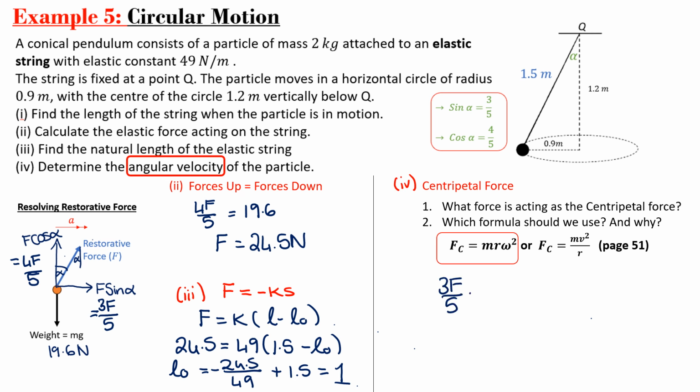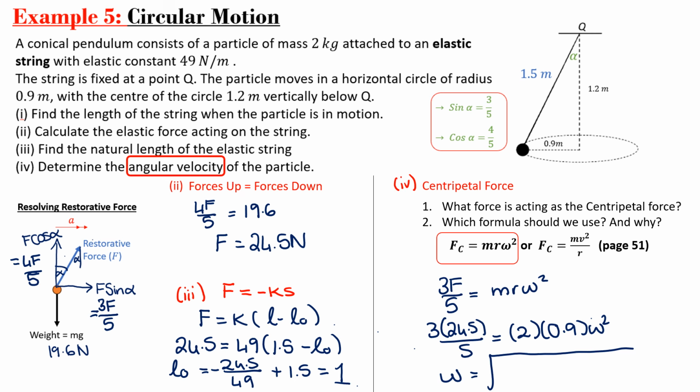So our centripetal force is going to be 3F over 5 is equal to m r omega squared. That is 3 times 24.5 over 5 is equal to 2 times our radius, omega squared. So omega is going to be the square root of 3 times 24.5 all over 5 by 2 by 0.9. That gives us 2.86 radians per second. Now I've done that in one go just to save me time on the calculator, but you're welcome to break that into piece by piece.